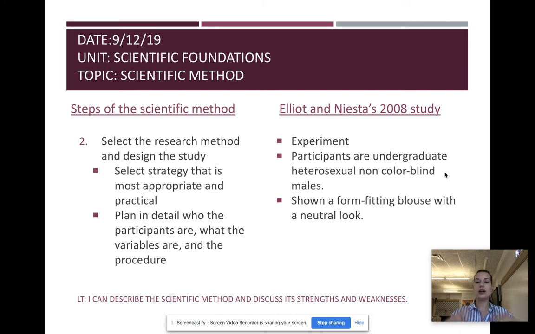And we're going to concentrate on the blouse. So their plan in detail is very specific. They're going to show a form-fitting blouse. Everything else is neutral, right?